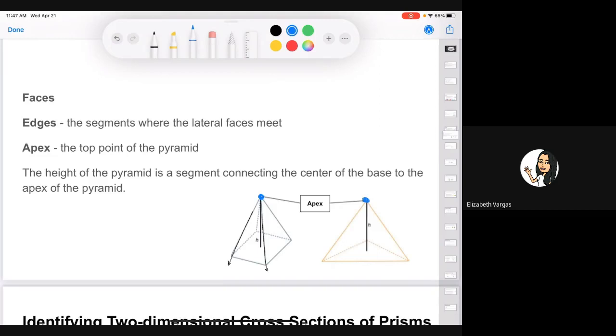And then lastly, the height of the pyramid is a segment connecting the center of the base to the apex of the pyramid. So our height, whenever we're asked to find the height of the pyramid, what we're going to look at is the distance from that apex to the center point of that base. And so that would account for the whole height of that pyramid. Okay, any questions?